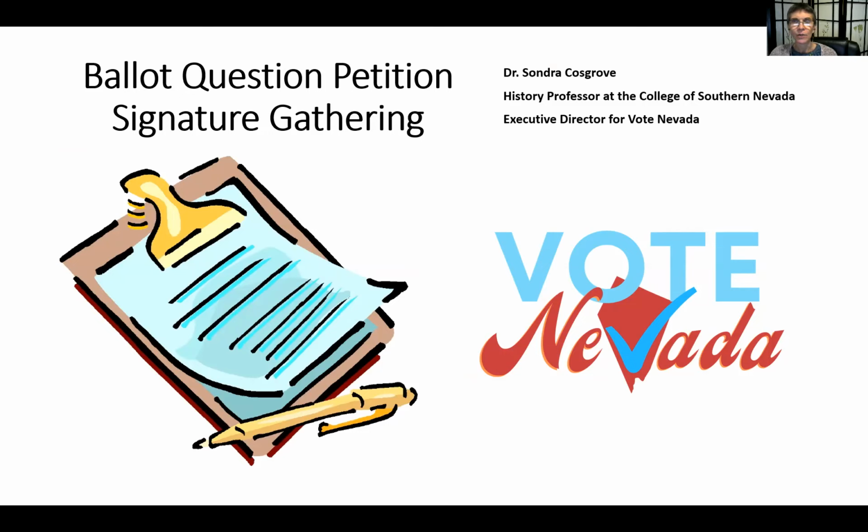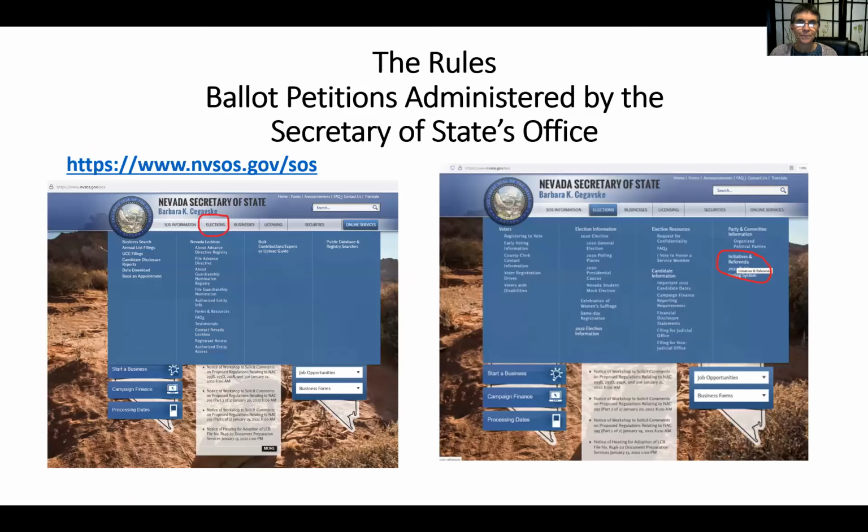Again, my name is Dr. Sandra Cosgrove. I'm a history professor at the College of Southern Nevada and the executive director of Vote Nevada. So the rules for ballot petitions are administered by the Secretary of State's office. You can visit the Secretary of State's office's website at www.nvsos.gov. When you get to the website, you'll see a menu up at the top. You'll click on elections and then go all the way over to the right-hand side and click on initiatives and referenda.